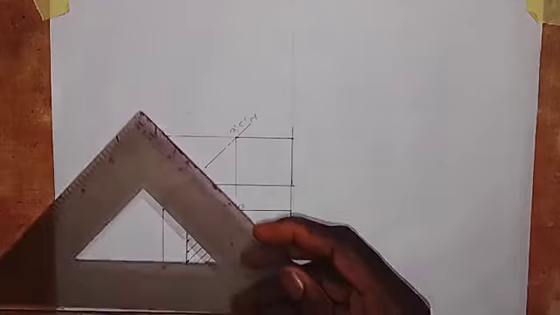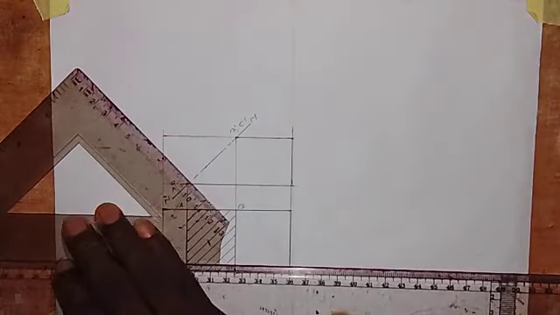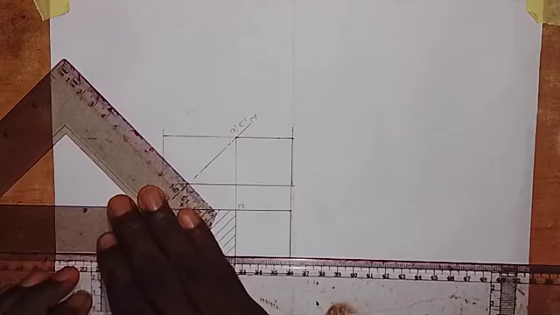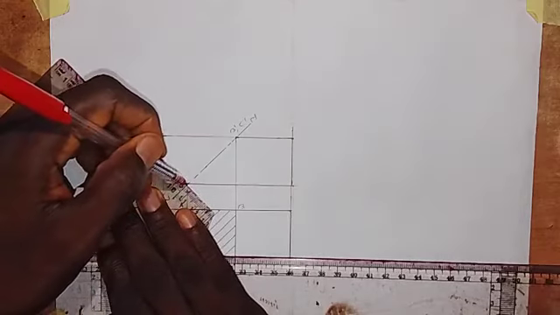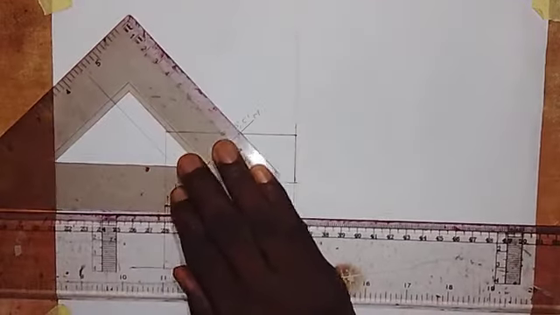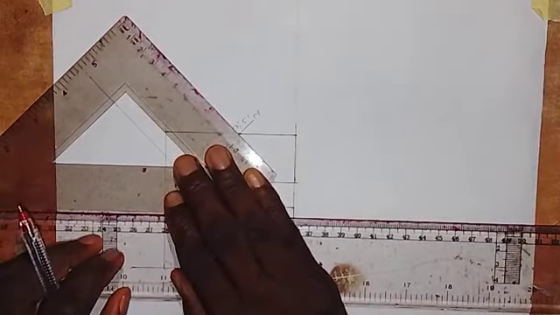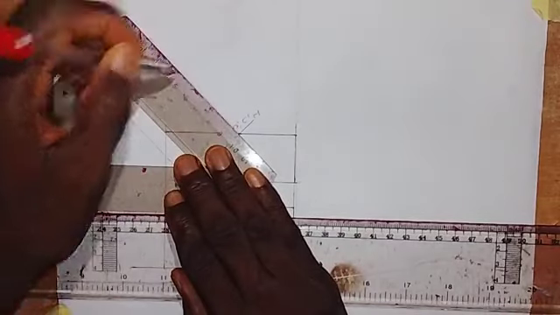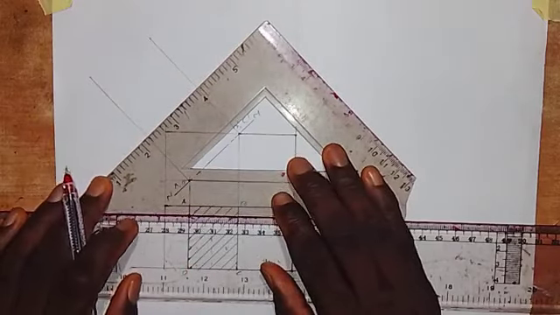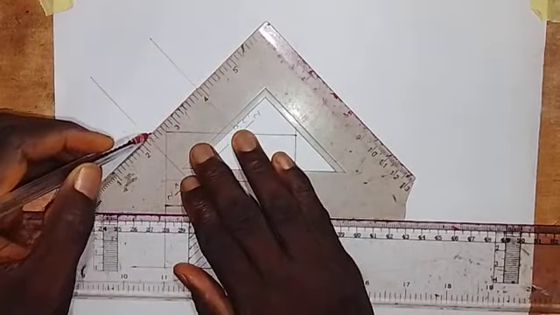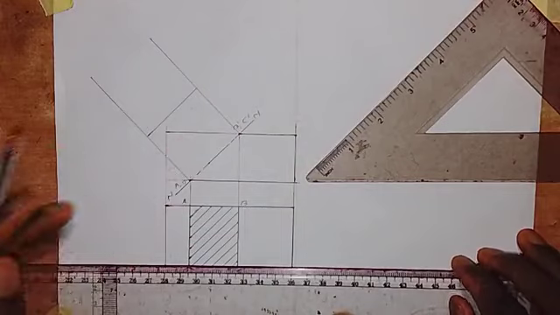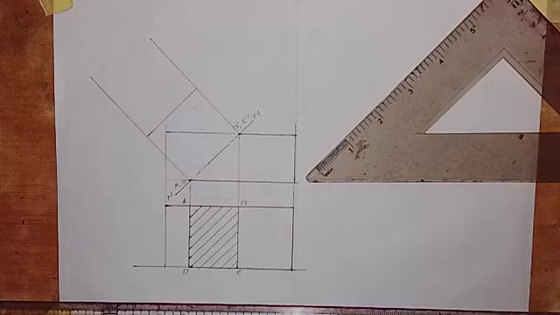So here I have my 45 degree set square, so I will come to this point here, come to this point AD, and then I will draw a line in this direction. Then I will also come to this point and draw a line from this point in this direction. Okay, so we have this. Then I will slide my set square away a bit, and then I will draw a line from here to here. So this line that I drew from here to here is parallel to the cutting plane, so you have to draw it like this.